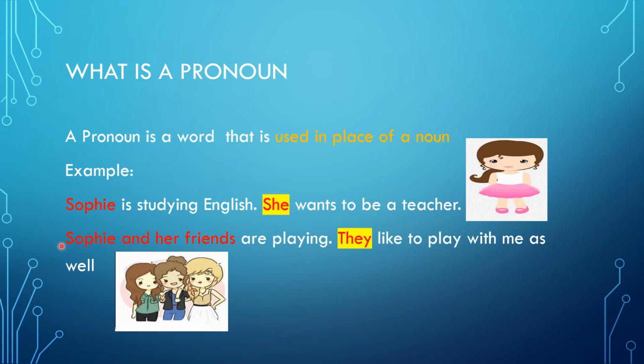Look at the second example. Sophie and her friends are playing. They like to play with me as well. So here, Sophie and her friends are playing. Now they is highlighted. They is a pronoun. It is used in place of Sophie and her friends.